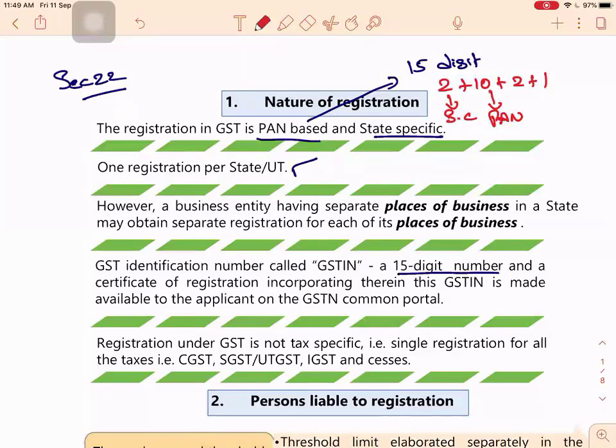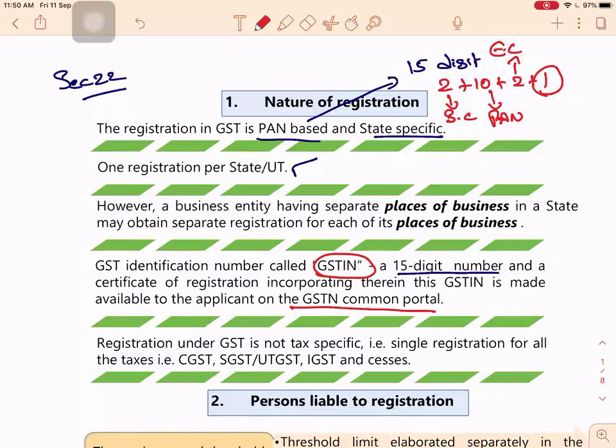Whereas the next two are treated as entity code, that means the number of places of business that the person is having, and the last one is the checksum digit. Generally the system randomly allots that number. All these 15 numbers together are treated as the GST identification number. Generally, it is available to the applicant who applied for registration on the GST common portal itself.